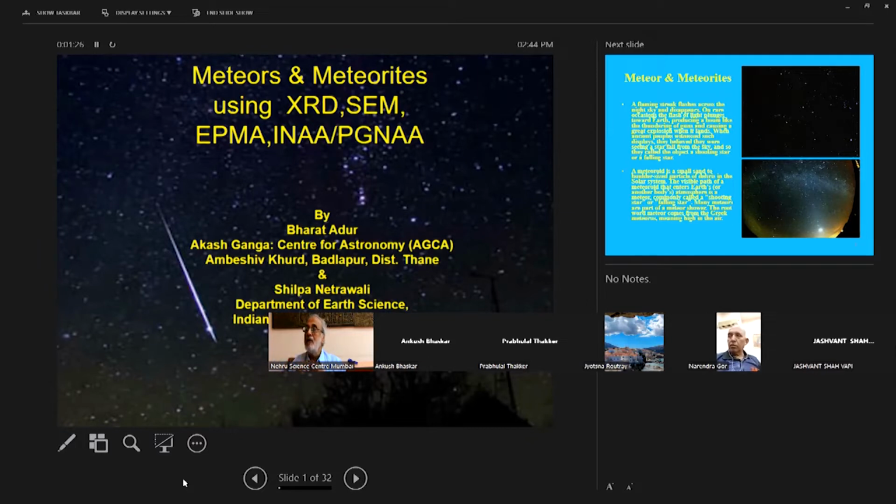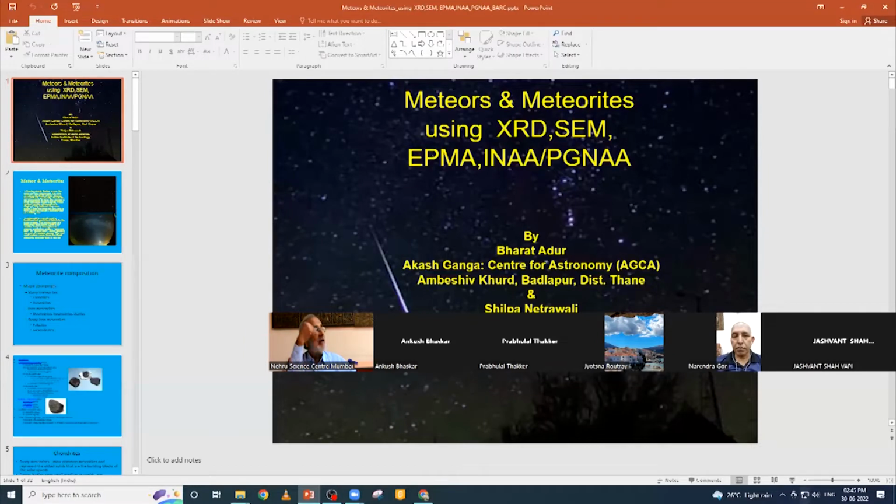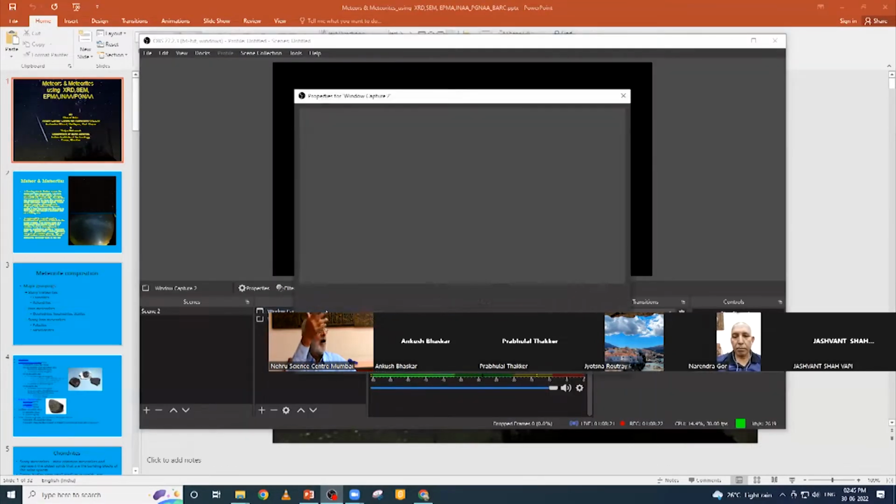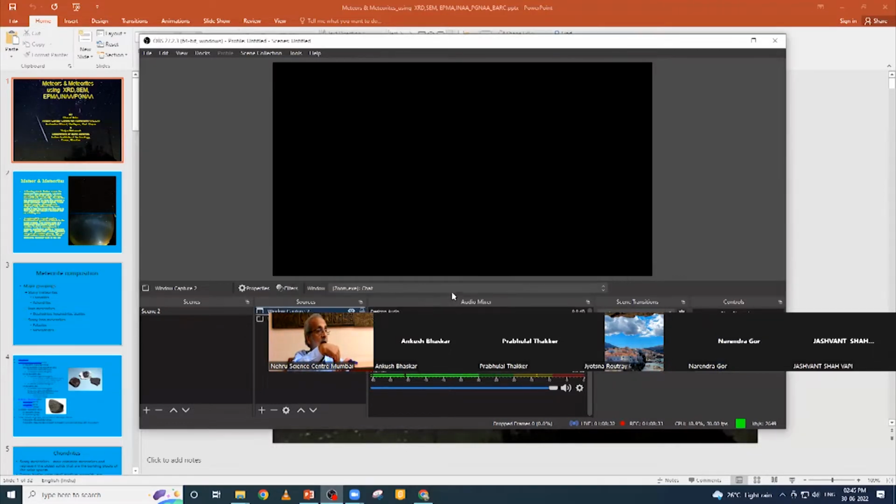So basically this kind of work, and the people who are helping me in this kind of work are from IIT Powai. That person's name is Shilpa Netrawali. Has anyone seen how you see a meteorite through the electron microscope? Here you get a very high resolution. It's around 100,000 times better than your microscope also. So you are actually able to pierce within the meteorite.